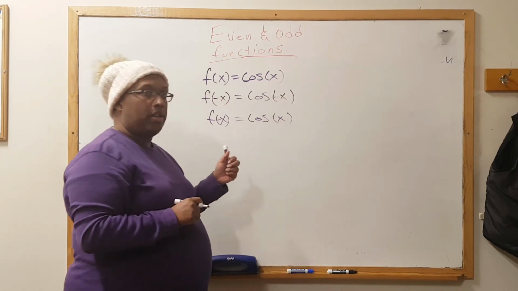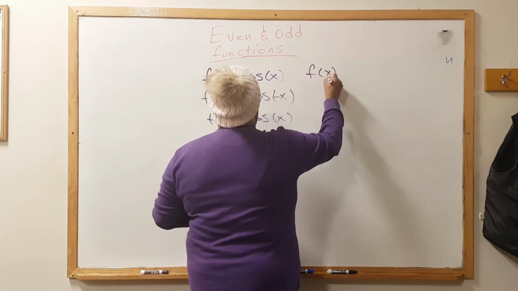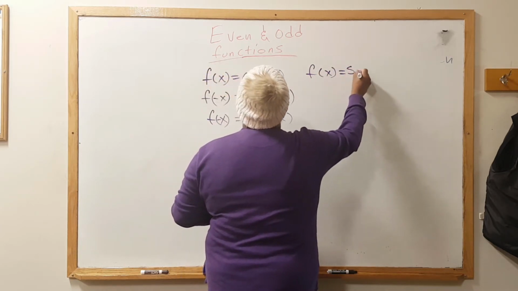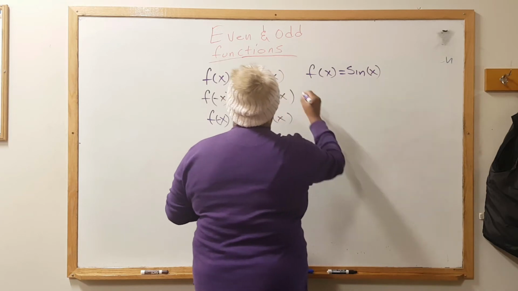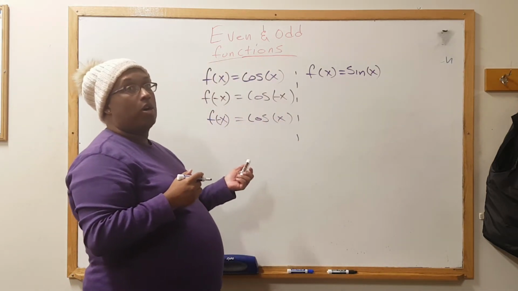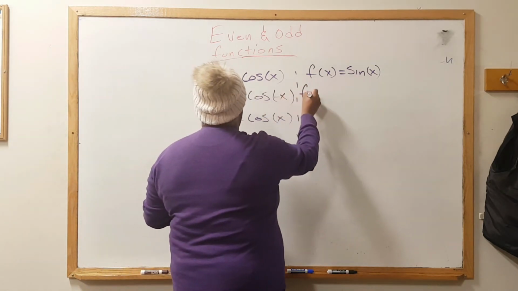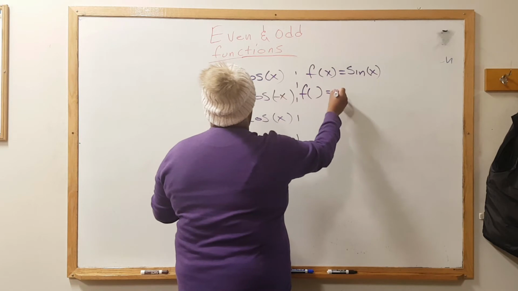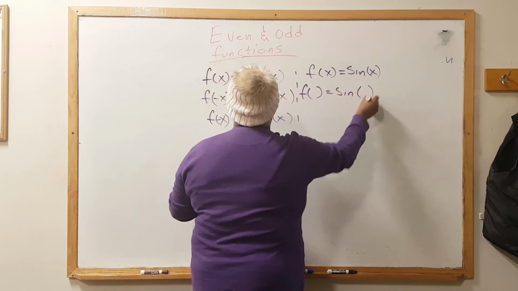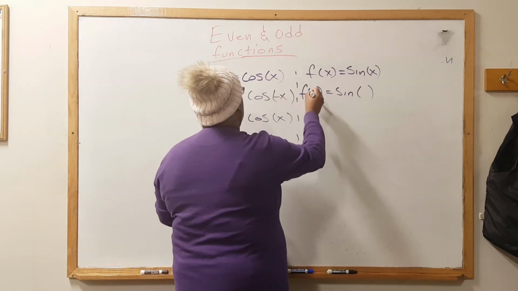Let's compare that to another trig function. f of x equals sine x. Again, to find out if it's even or odd, we need to plug in negative x. So f of negative x equals sine of negative x.